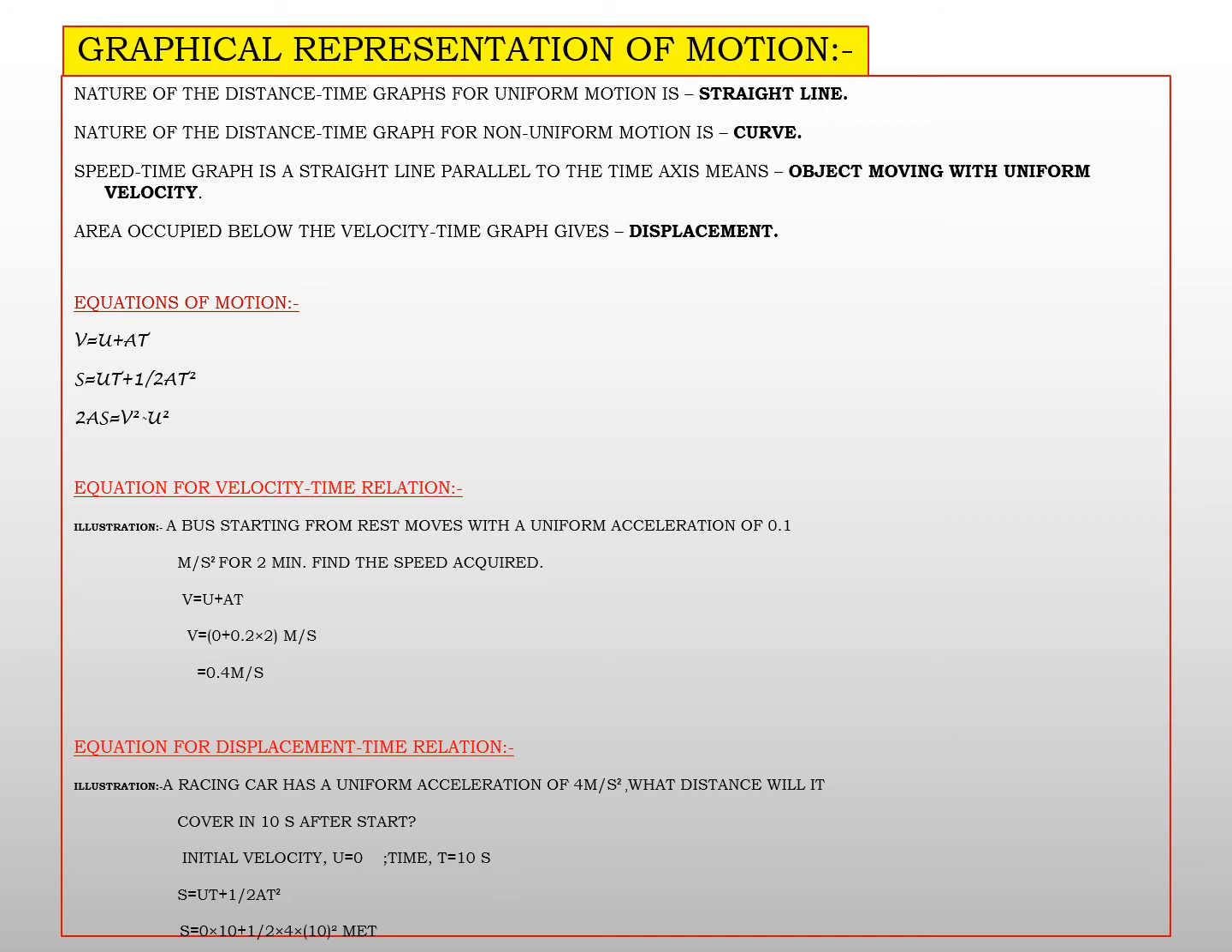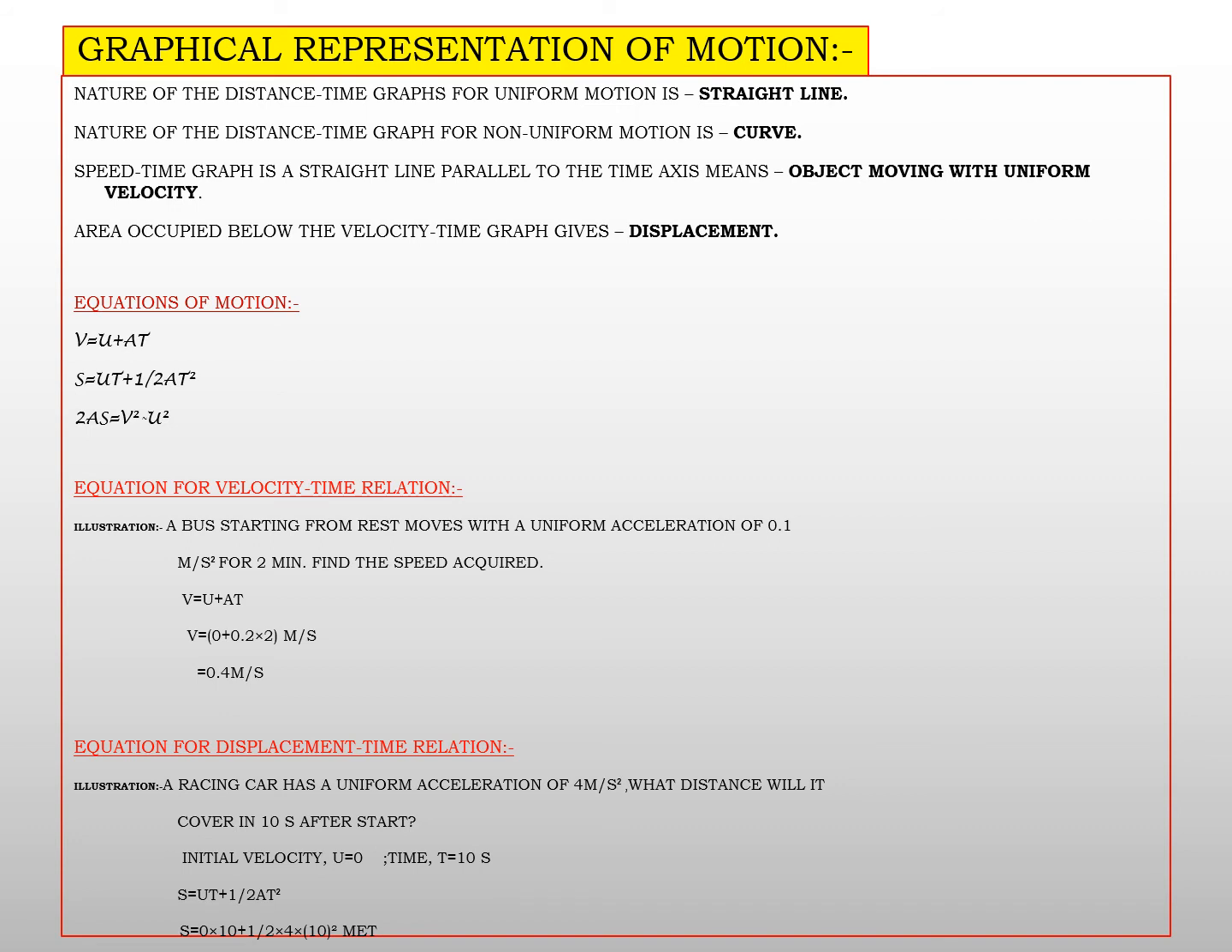So you can see the question: a racing car has a uniform acceleration of 4 meter per second square. What distance will it cover in 10 seconds after start? You can see that we need the distance, and this is the time. So the relation between distance and time is s is equal to ut plus half at square.